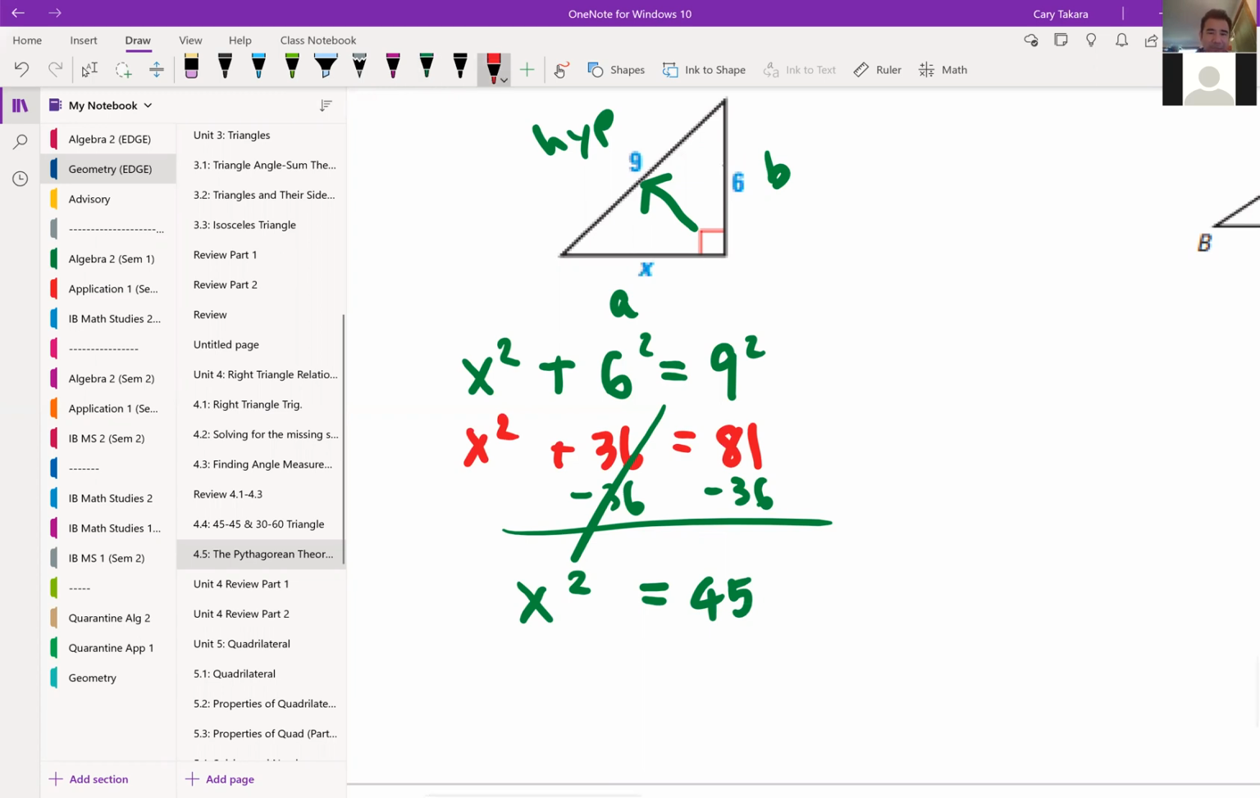So you take the square root, and that cancels out. X equals the square root of 45. So what is that? 6 point something, right? Square root of 45. 6.7. Very good.